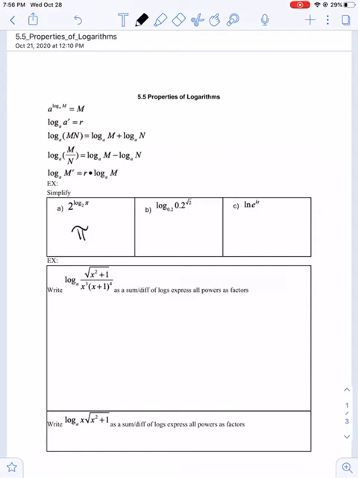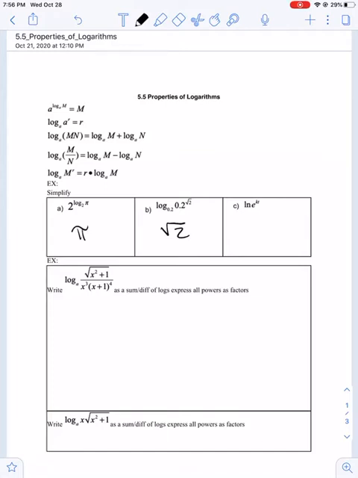Next one we have log base a, and then a to the r just equals that exponent. Example B has that same formatting. So log base 0.2, and then 0.2 to the root 2. So that means this equals root 2.